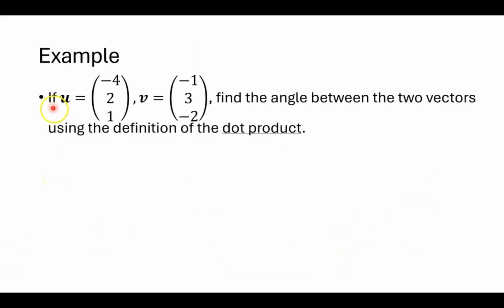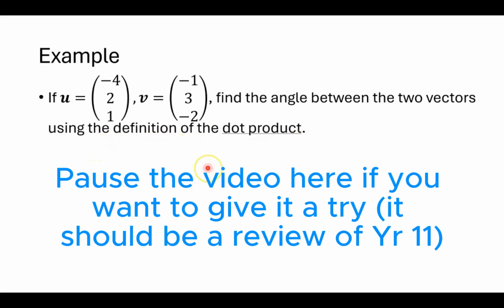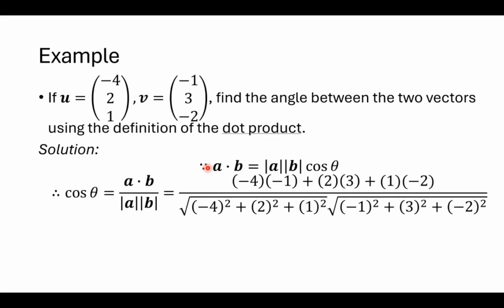So let's do an example. If u is this and v is this, find the angle between the 2 vectors using the definition of the dot product. So the definition is this one, the geometrical one, as you need to find the angle here. And you rearrange this equation to find the angle. You divide these 2 moduli over, and then you get cosine of the angle equals a dot b over mod a mod b. And then you calculate a dot b in the usual way. So the first component times together, plus the second component times together, plus the third component times together. You get your numerator here.